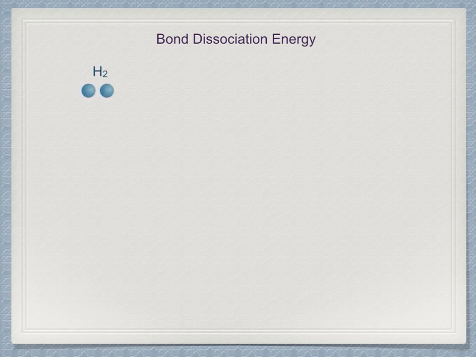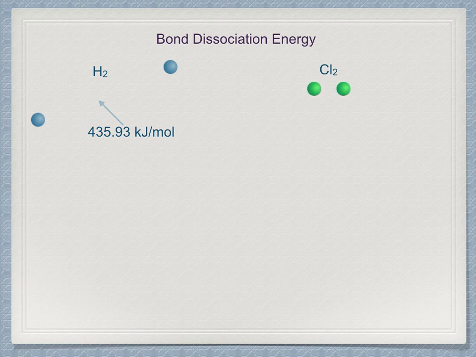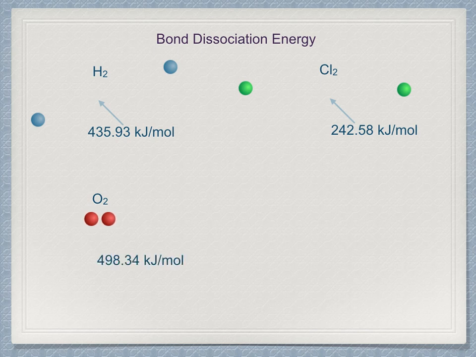Breaking the H-H bond in the H2 gas phase molecule requires 435.93 kilojoules per mole. Breaking the Cl-Cl bond in the Cl2 gas phase molecule requires 242.58 kilojoules per mole. Breaking the oxygen-oxygen double bond in the O2 gas phase molecule requires 498.34 kilojoules per mole.